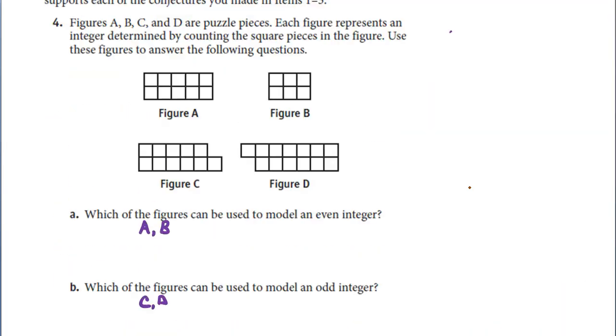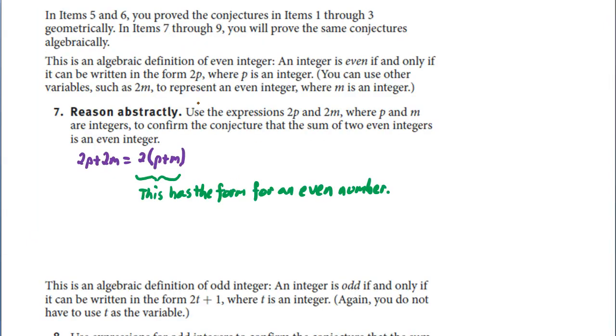Again, here are the figures. So as an example, if we were to take figure A, the rectangle, tack figure C onto the end of it, it's always going to have that extra odd piece. It's going to be an odd number. So in items 5 and 6, we proved our conjectures geometrically. We used shapes to prove it. In items 7 through 9, let's prove our same conjectures using algebra.